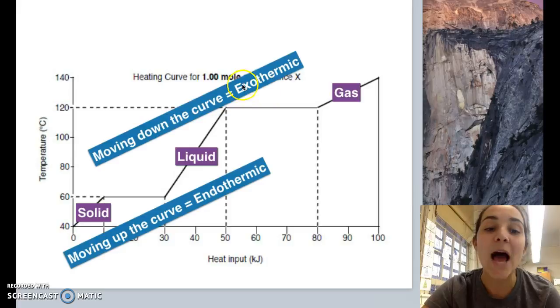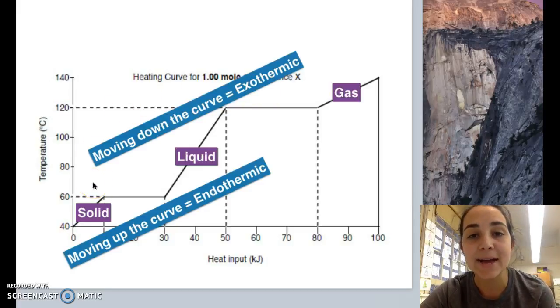When I go down the curve, it's going to be exothermic. The heat is leaving my substance as I go from gas to liquid to solid. Take a moment to copy this into your interactive notebook.